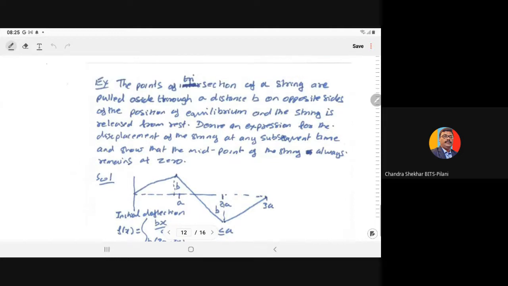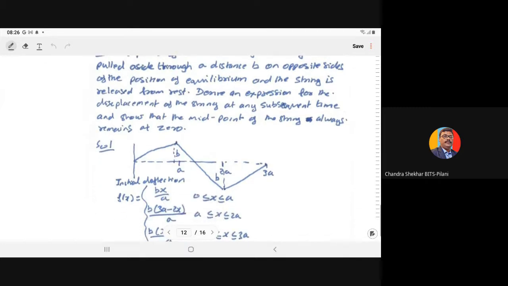So let us have some more questions on the wave equation and the heat equation. The points of trisection of a string are pulled aside through a distance b on opposite sides of the position of equilibrium, and the string is released from rest. Derive the expression for the displacement of the string at any subsequent time, and show that the midpoint of the string always remains at 0. So it is given to you.